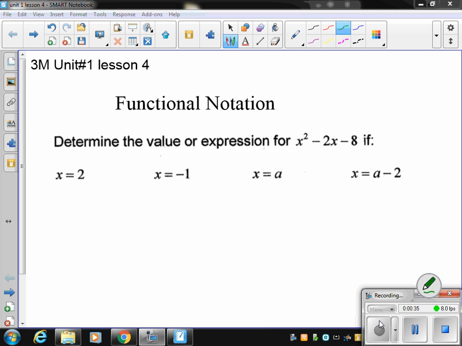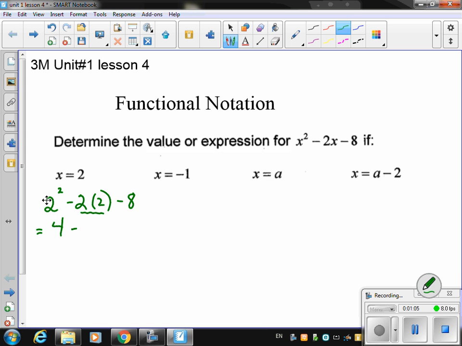So for the first one, when x equals 2, that's telling me find the value when I put a 2 in for x. So I'm going to put a 2 there, and I'm going to put a 2 for this x, and I'm going to put an 8. So already I'm a little bit lazy. 2 squished up to the 2 implies multiplication in the middle. I had an x squared, so I'm going to square my 2, and I'm going to do some calculations. 2 squared is 4. 2 times 2 also happens to be 4. And at the end I subtract 8. So final answer will be -8.